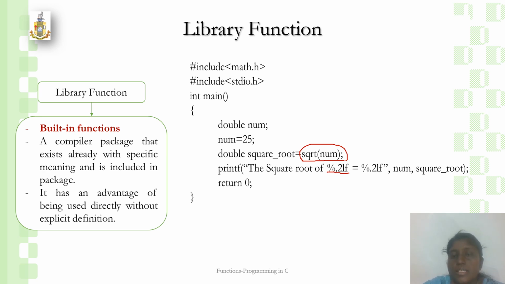Here, the square root of %.2lf takes the value 25, and this takes the square root value: num, square_root. And the return value will be 0. Now look into the output. The output is: the square root of 25.00 is equal to 5.00.